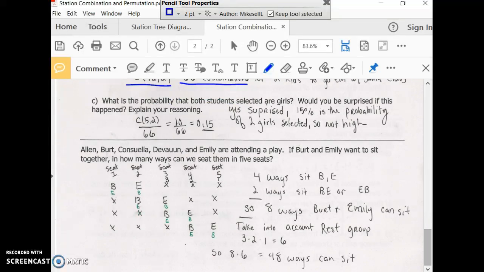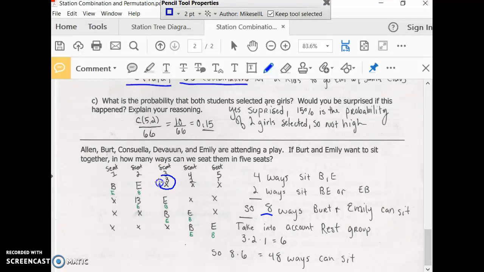So, this one, going through it. If Bert and Emily want to sit together, how many ways can I do it? So, Bert and Emily, together, as a block. I got 1, 2, 3, 4. There are 4 ways for Bert and Emily to sit. I can seat them either as Bert and Emily or Emily and Bert. So if I do it that way, I got 1, 2, 3, 4, 5, 6, 7, 8. So 4 times 2 is 8.